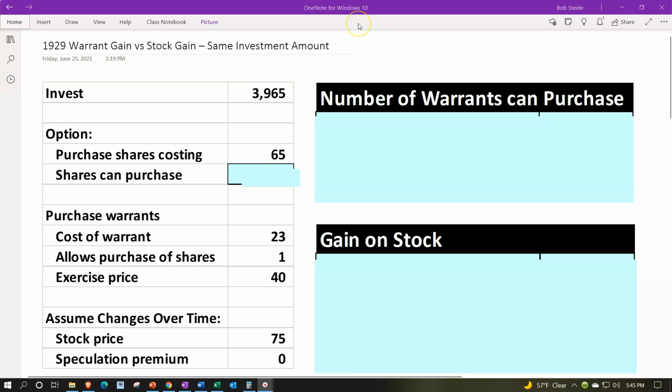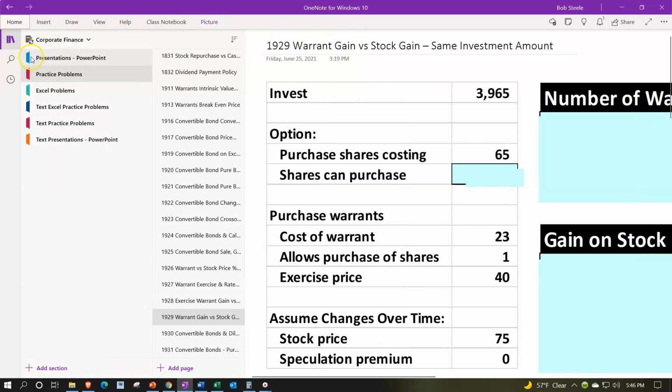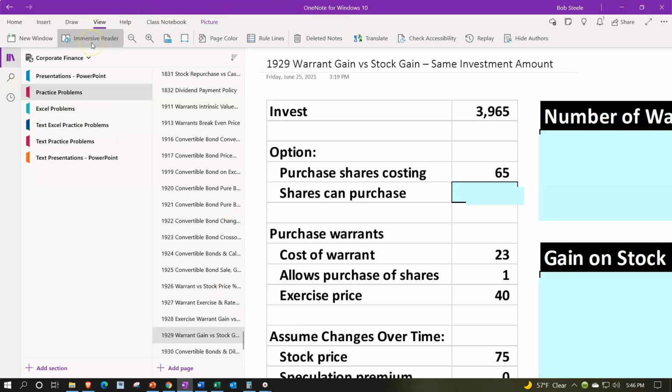Here we are in OneNote. If you have access to OneNote and would like to follow along, you're not required to, but if you would like to, we're in the icon on the left-hand side, Practice Problems tab, down in the 1929 Warrant gain versus stock gain, same investment amount tab. Also note, when using OneNote, look at the Immersive Reader tool. Our presentations will also be in the text area with the same name, same number, but with transcripts. Transcripts can be translated into multiple different languages and either listened to or read in them.